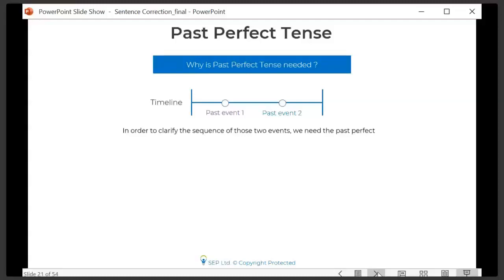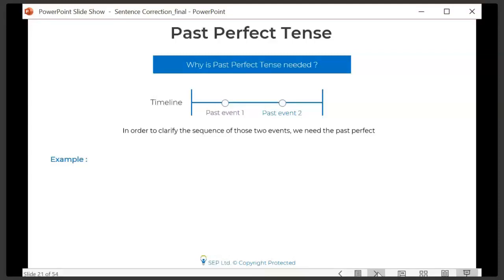I'll repeat the sentence. In order to clarify the sequence of two events that took place in the past, we need the past perfect. But remember, if the sequence is clarified by the context, then you do not need the past perfect. What I'm saying is, if there is no need to clarify the sequence, then the usage of the past perfect is considered incorrect, okay? I'll give an example and I will discuss this again.